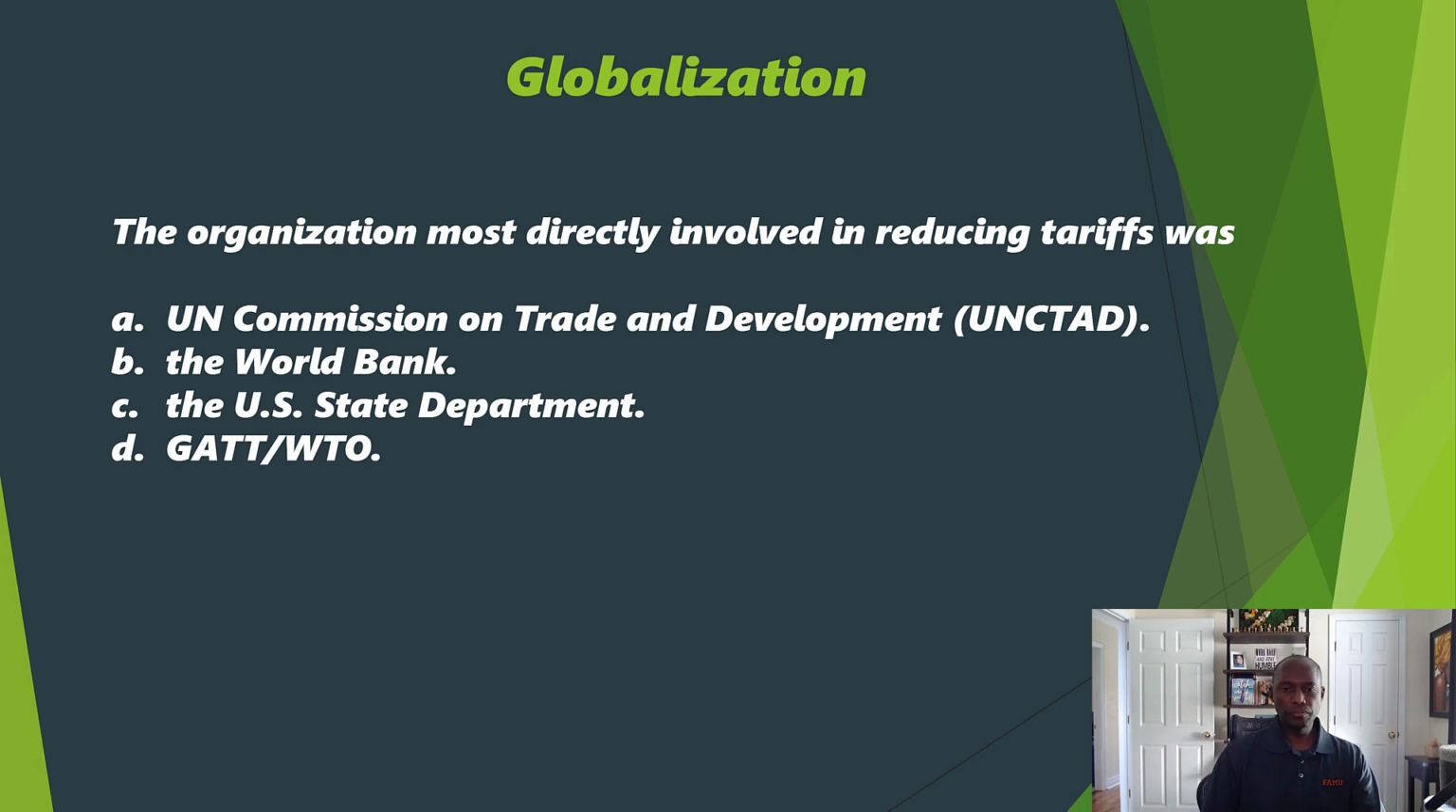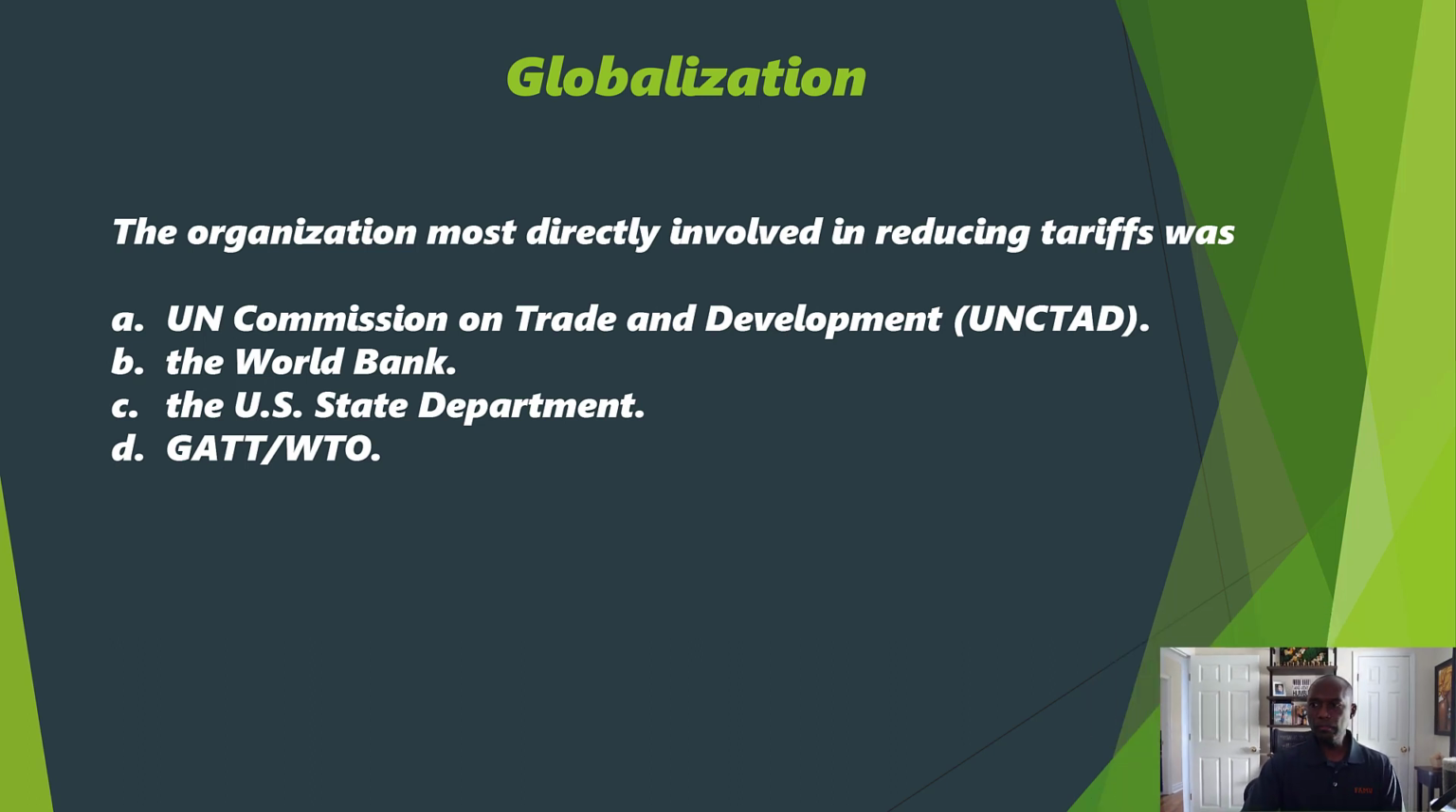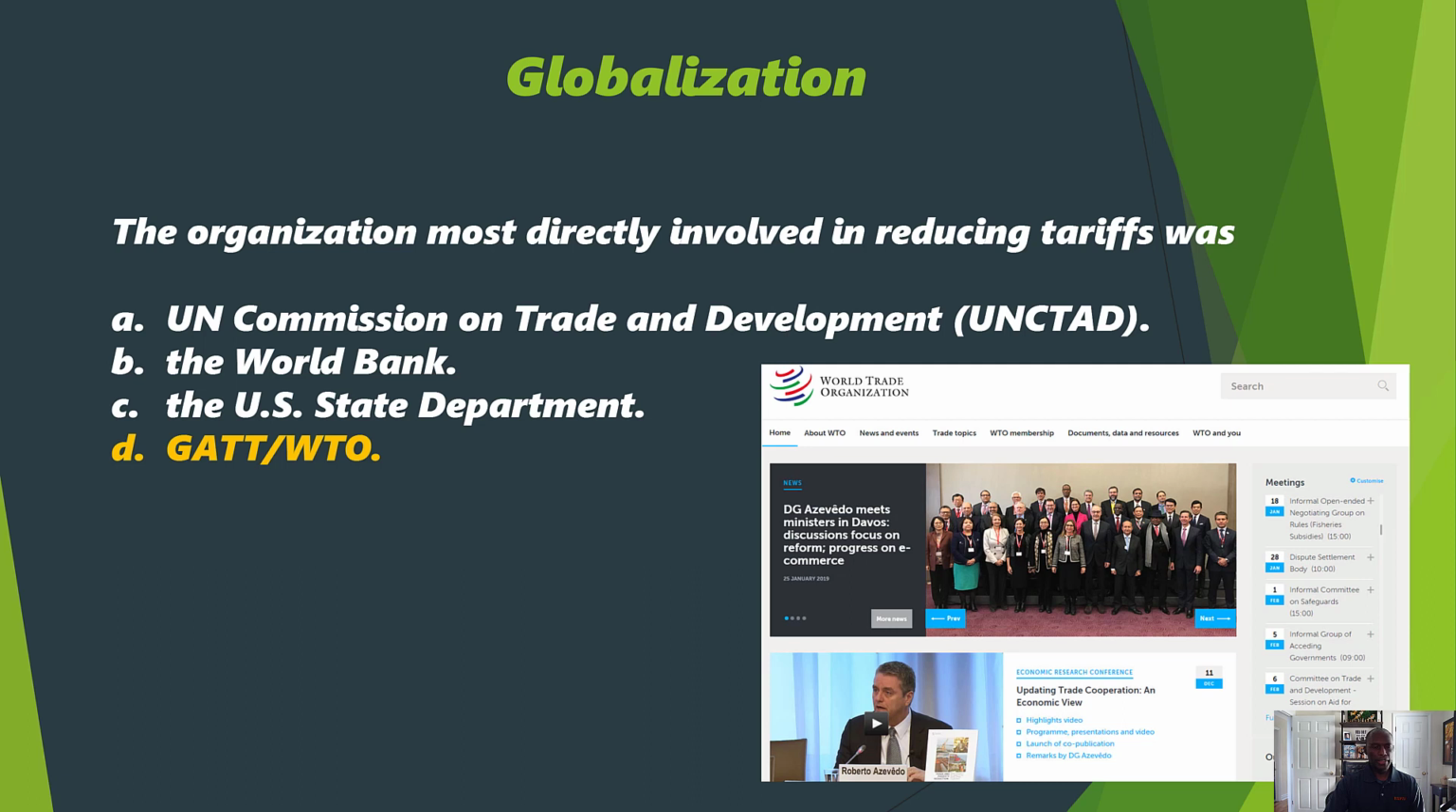Okay, so the first one is about these organizations we've been talking about. The organization most directly involved in reducing tariffs was or is the WTO, which was formerly called the General Agreement on Trade and Tariffs. That organization is the trade referee. It ensures that all countries are playing fair in terms of trade, that there's not any type of discriminatory practices, which increases market friction.